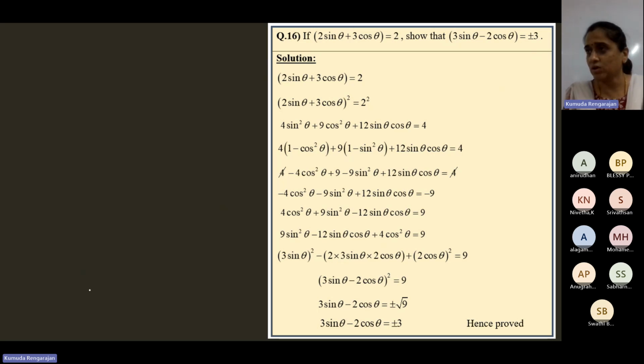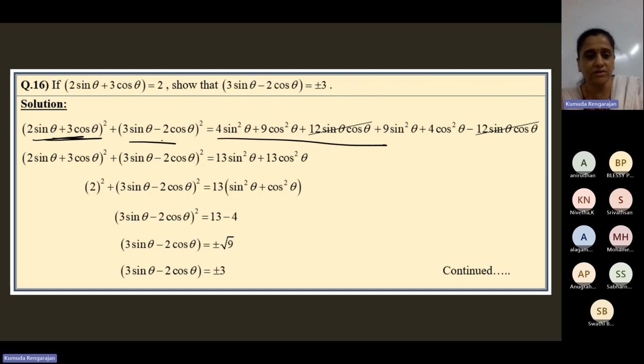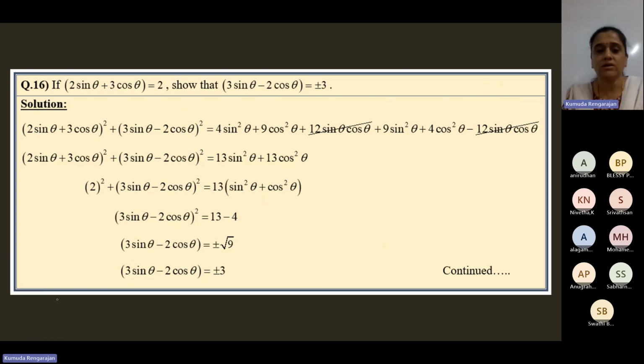Question involves sin theta and cos theta. Can we use the identity? No, because all the 4 terms are different. Then what should you do? You can take up the 2 expressions in the question. Method one is you can take up these 2 expressions, square, add, and expand it. On the right hand side, you should be expanding it. Expand this, write it here. Expand this, write it here. And then this value, substitute like that. Like that, you should work.